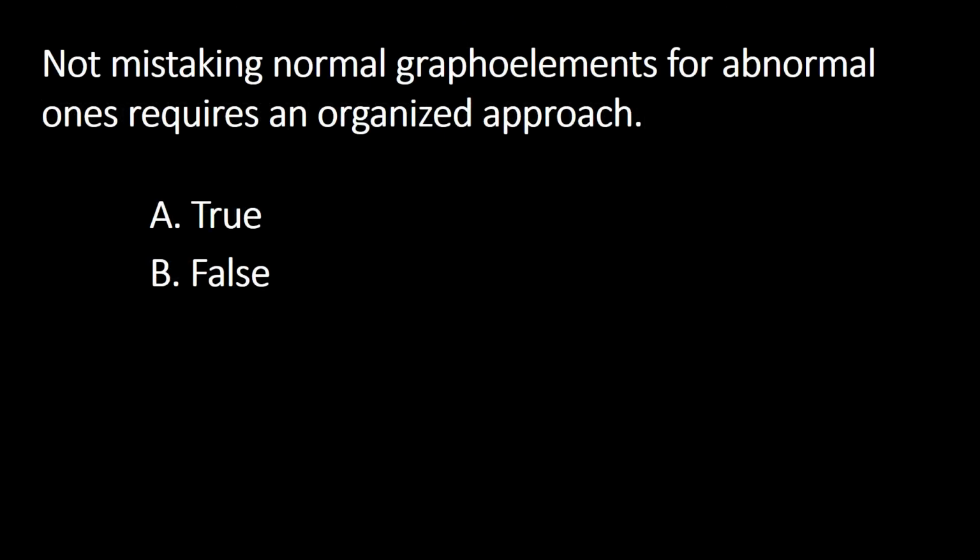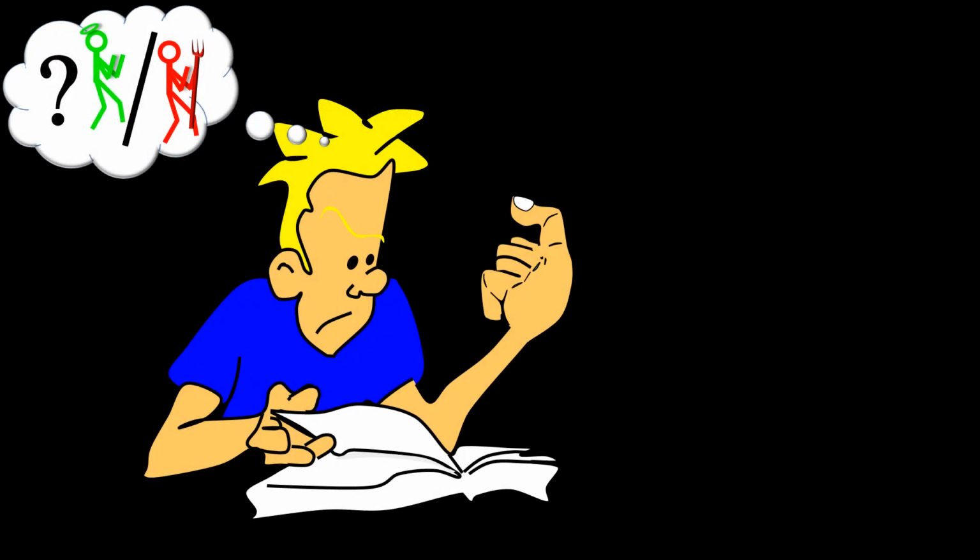So the first question is, not mistaking normal grapho elements for abnormal ones requires an organized approach. A, true. B, false. When you see a grapho element, you must ask yourself if it is normal, often referred to as a normal variant, or if it is abnormal.